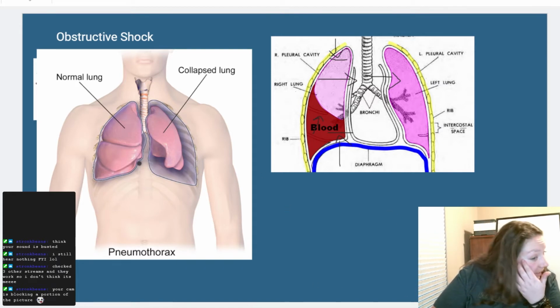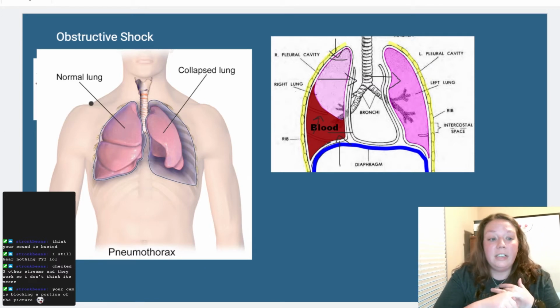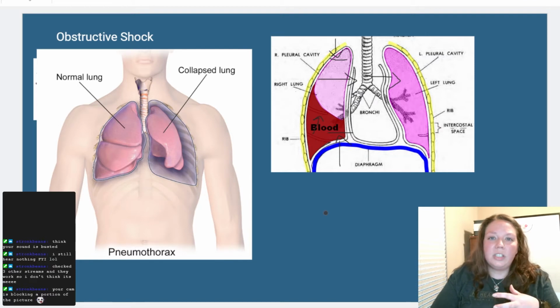How do you treat this? Well, like I said, with the heart, you gotta drain. You gotta drain the blood. With the air, you gotta put in a chest tube, hook it up to suction. We need to draw that air out. We need a way for that air to escape. Once you relieve that obstruction, you relieve the shock. So you gotta figure out an obstructive shock. You have to figure out what is obstructing the blood flow. You need to fix that obstruction, and then blood flow will be restored.